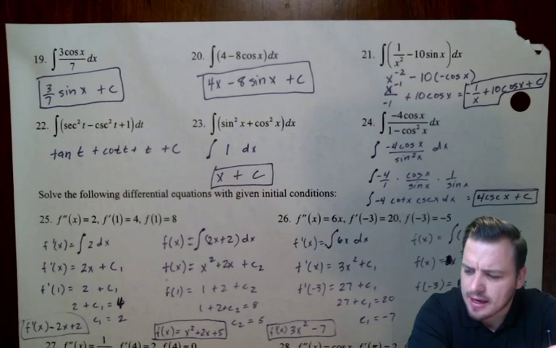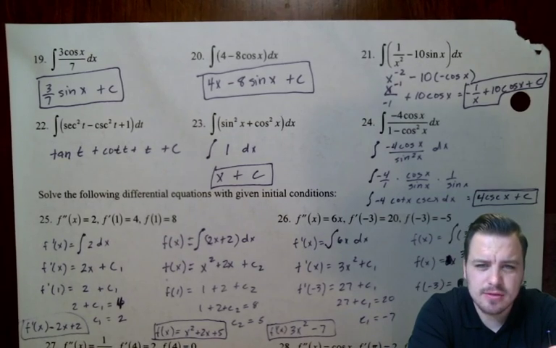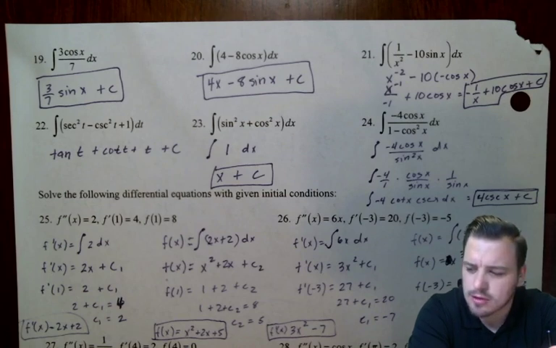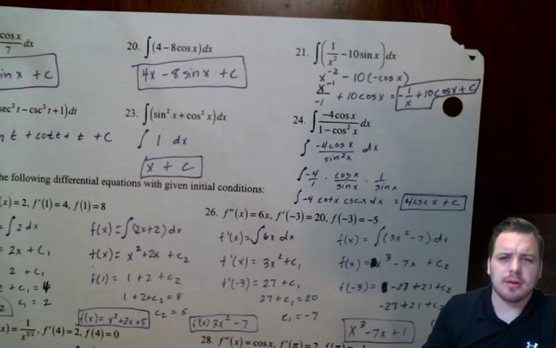23, x plus c. Sine squared x plus cosine squared x, that's the Pythagorean identity. So that just equals 1. And then obviously just x plus c there. 24, I actually split it up a little bit here.